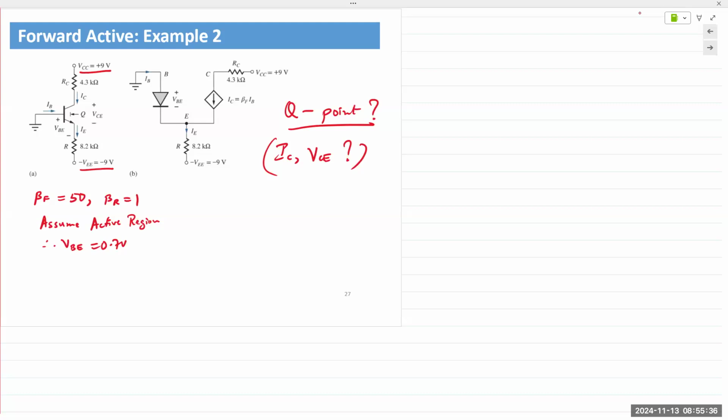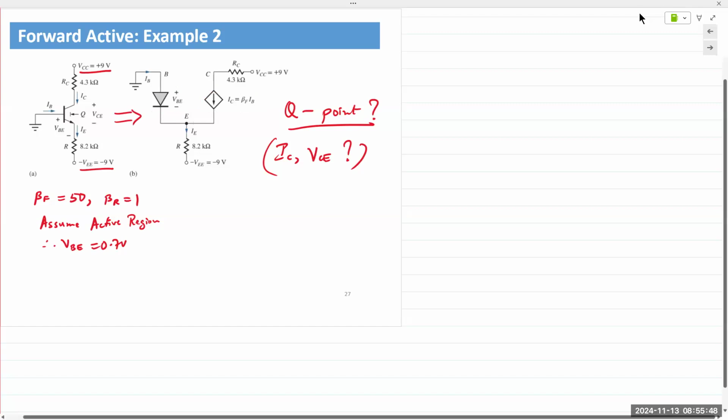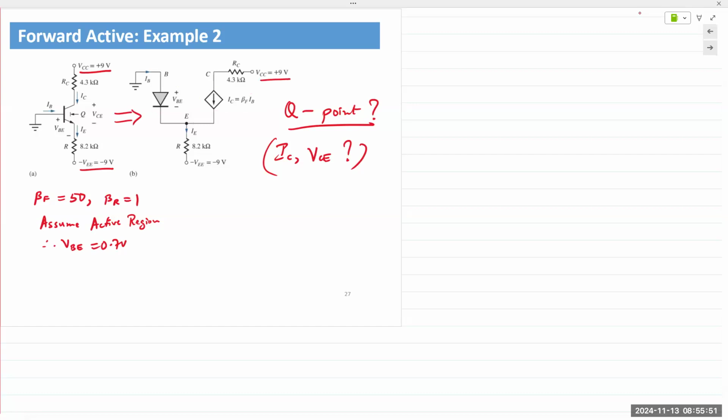Okay, so we're going to apply KVL. So here we have the equivalent model, the forward active model, forward bias diode, VBE, collector current as a function of IB, beta F times IB, and VCC plus 9 volts, VEE minus 9 volts. So we can apply KVL at the input loop, and we can also apply KVL at the output loop.